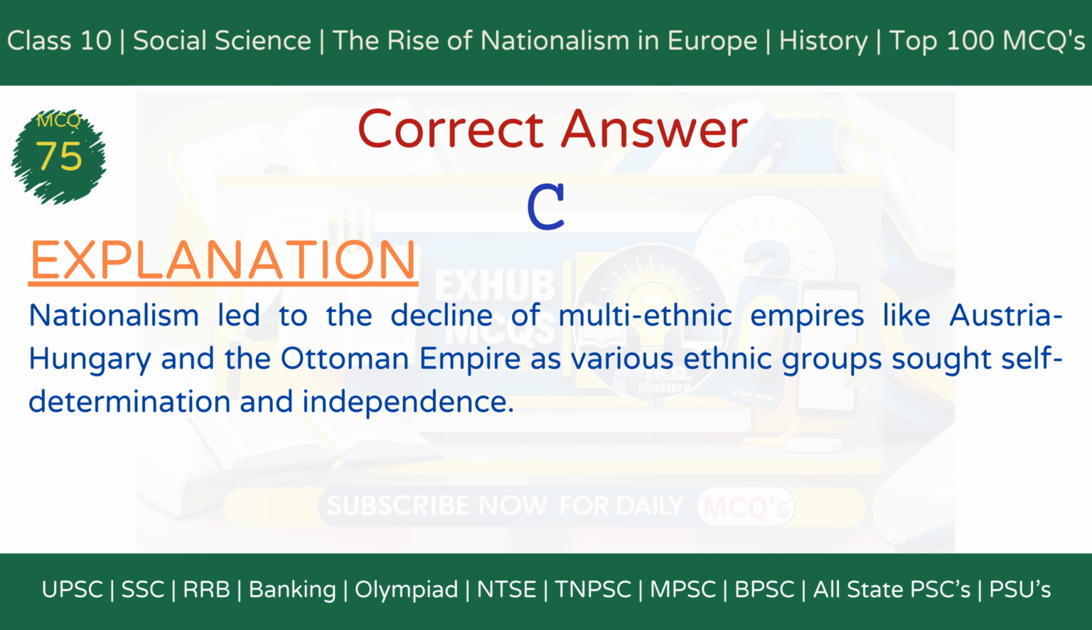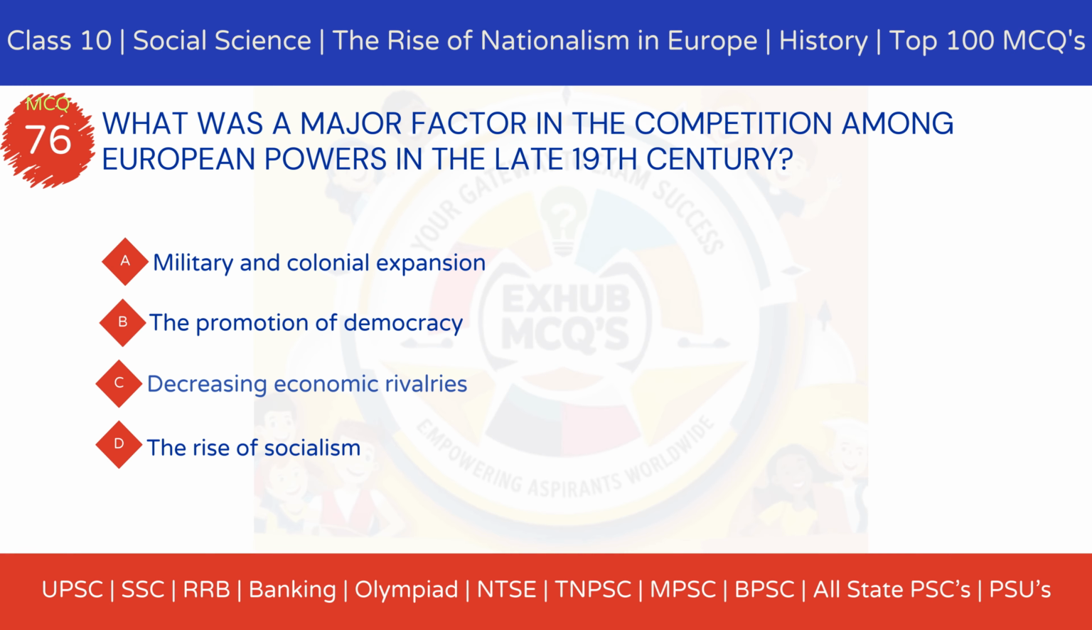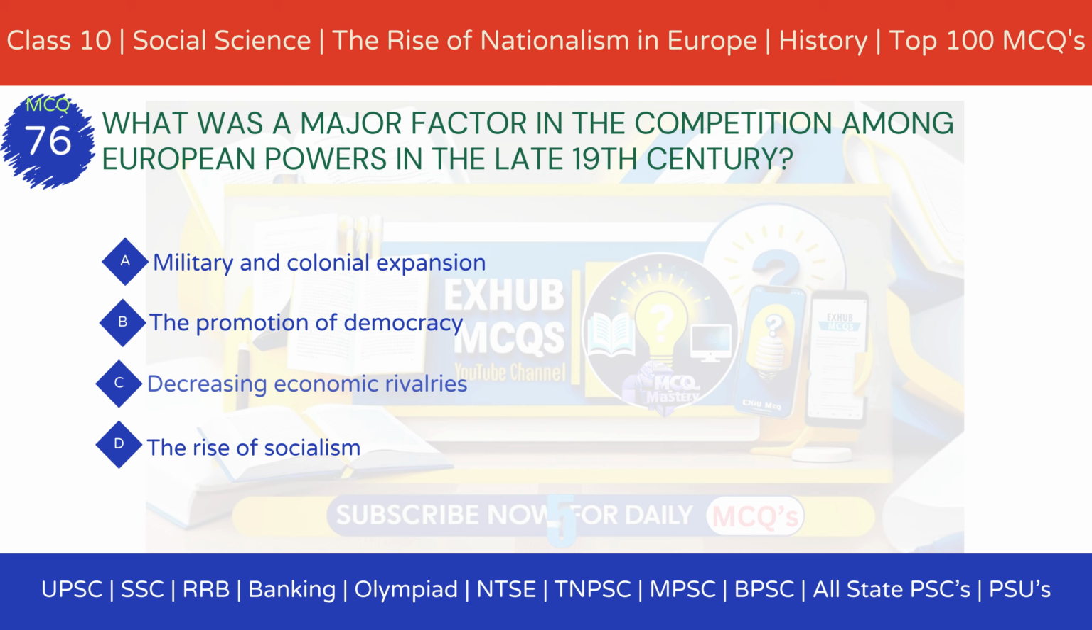MCQ 76. What was a major factor in the competition among European powers in the late 19th century? Option A. Military and colonial expansion. Option B. The promotion of democracy. Option C. Decreasing economic rivalries. Option D. The rise of socialism.